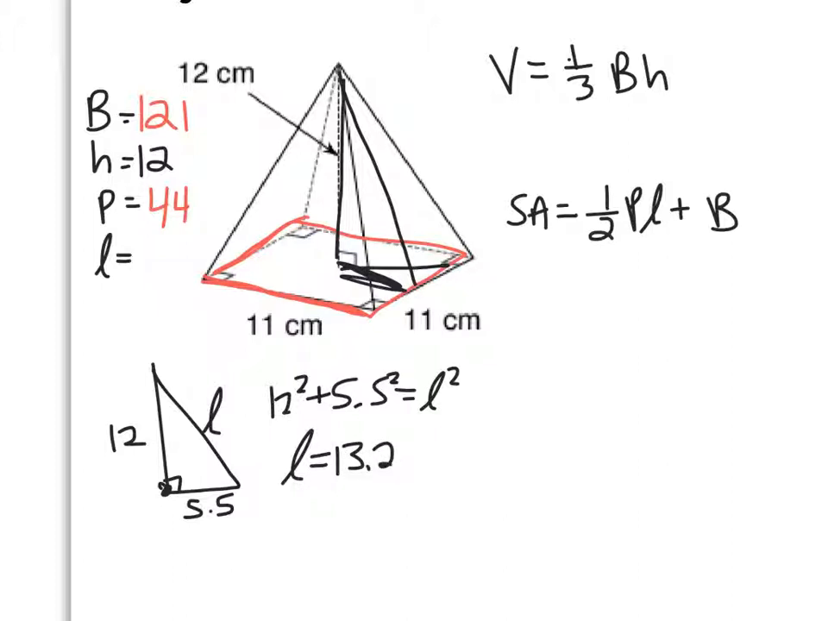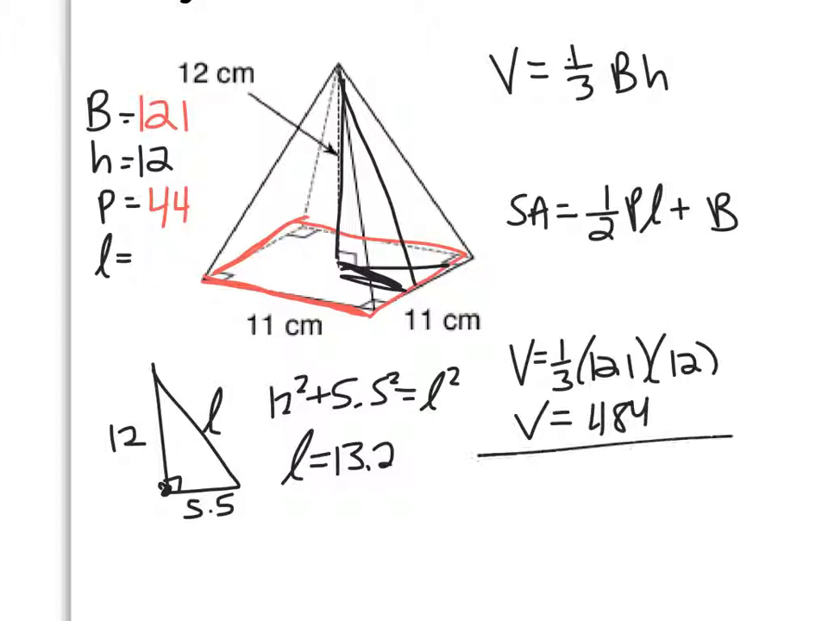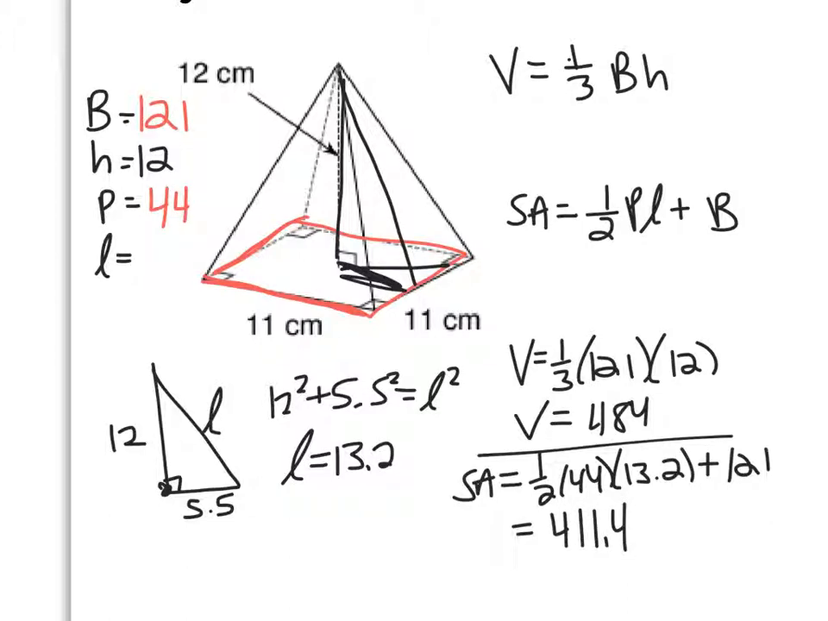And now I have everything I need for my formulas. So volume equals 1/3, area of the base was 121, times my height of 12. So my volume is 484. Surface area, perimeter is 44, so 1/2 of 44, times a slant height of about 13.2, plus the area of my base, which was 121. So surface area is about 411.4.